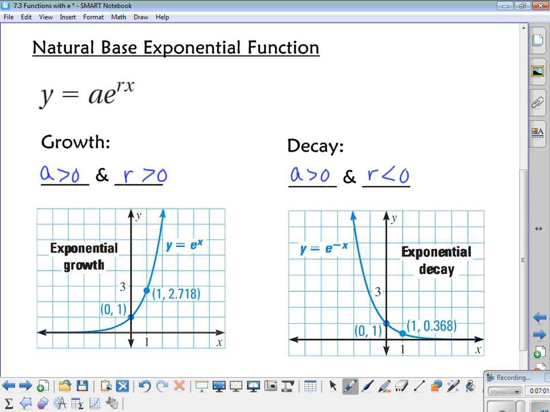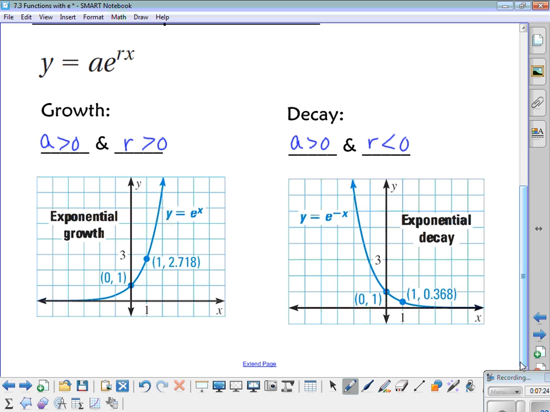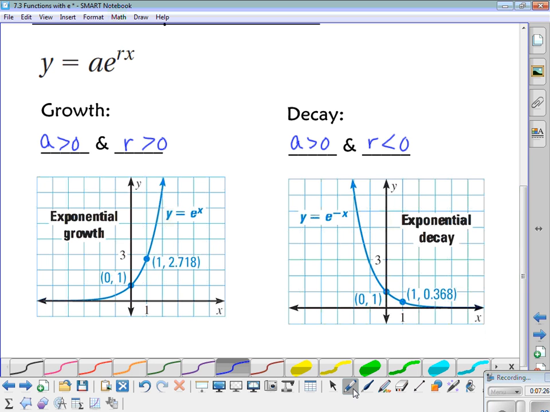Because as soon as a is negative, then you flipped it over, and that kind of changes whether it's growing or decaying. I kind of think that still technically it's growth, it's just growing towards negative infinity, but that's how your book has it, that a is greater than 0. So I'm just relaying what the textbook publishers say is the truth. It's one of those things that depends on how you look at it.